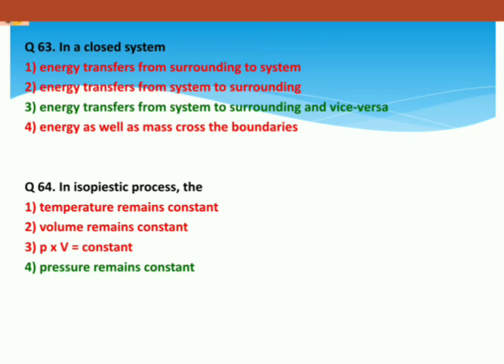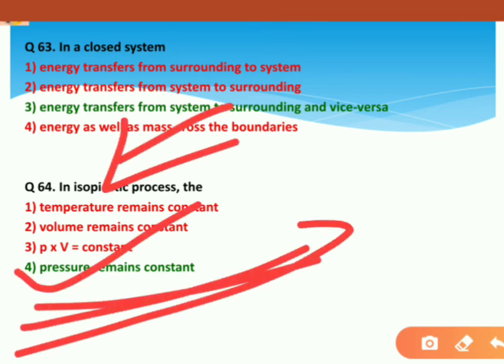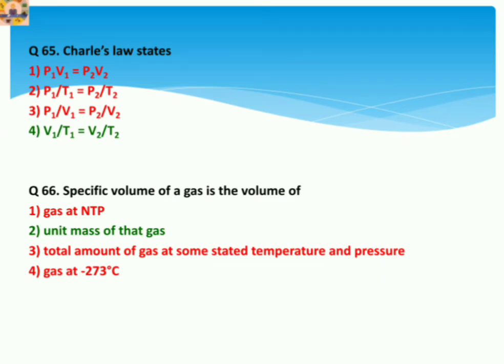In isentropic process, the pressure remain constant. So it's actually isobaric process. Here for that pressure remain constant. Option 4 will be the correct answer here. So next 65.